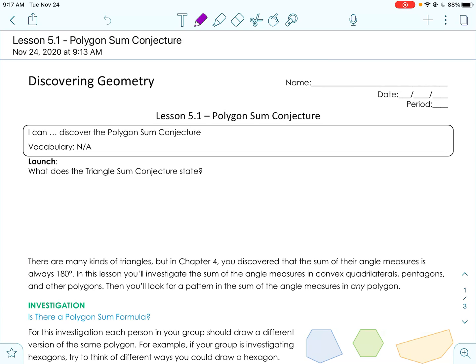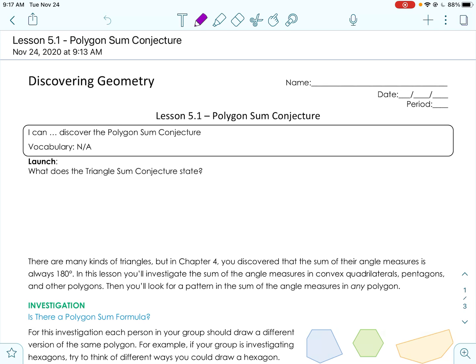So in this lesson, what we're going to look at is something called the Polygon sum conjecture. And what we're going to come up with in this lesson is a way to figure out the amount of degrees of the interior angles of any polygon that we're given.